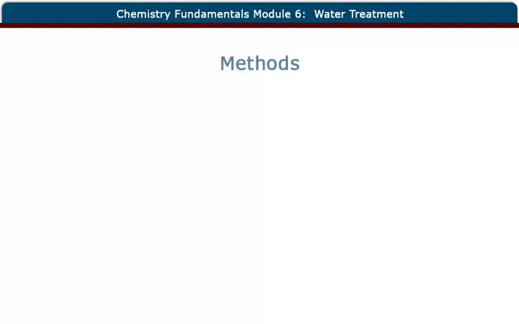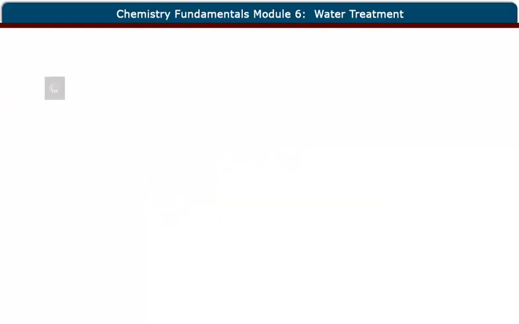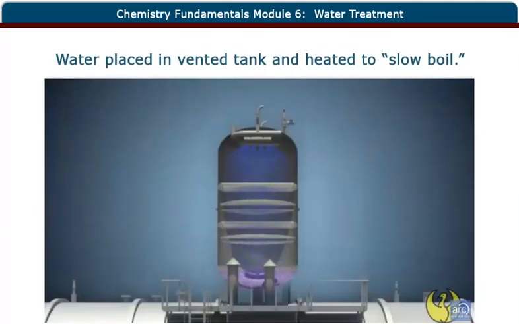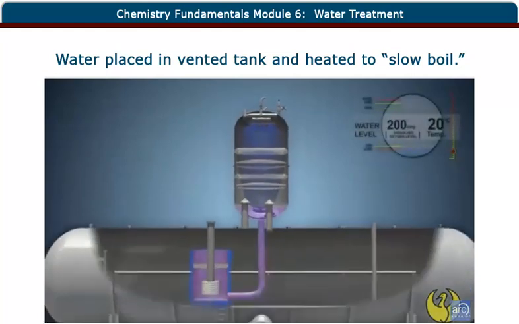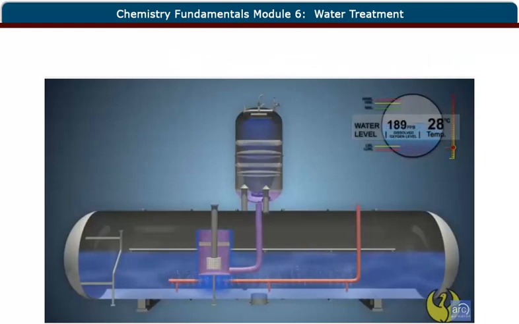Now we'll discuss the three methods we use to treat water here at SRS: deaeration, filtration, and ion exchange. Deaeration is used to remove dissolved gases from the water. The way it works is water is placed in a vented tank and heated to a slow boil. Now this boiling strips the gases from the water.